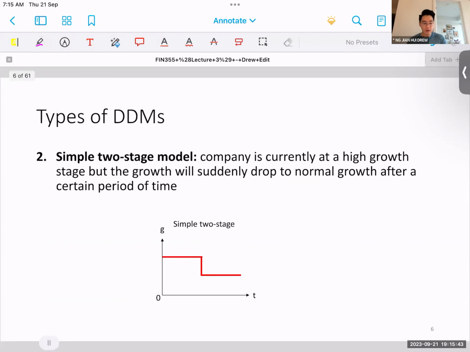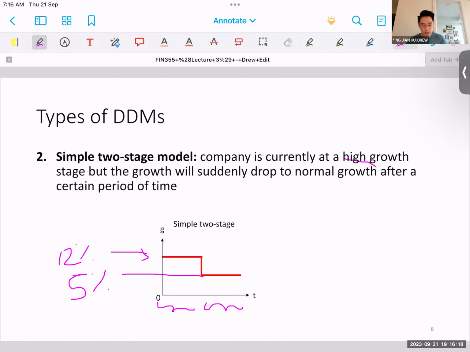All right. Now, of course, companies do not grow like this all the time, right? So we have this two-stage model where the company has a high growth at this point here, let's say this is 12%, and then suddenly it drops to a normal growth, maybe let's say this is 5%. Now, can we try to dissect how we calculate these two components here?